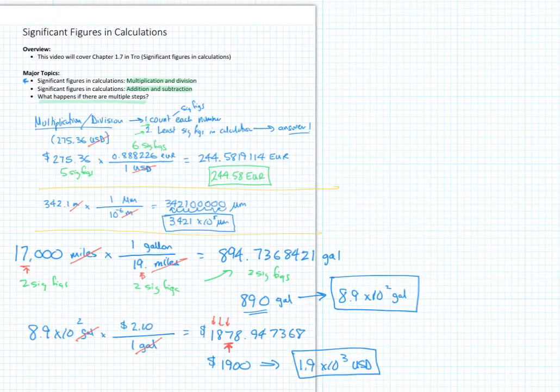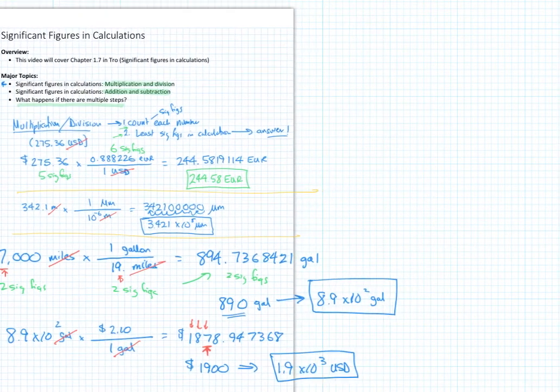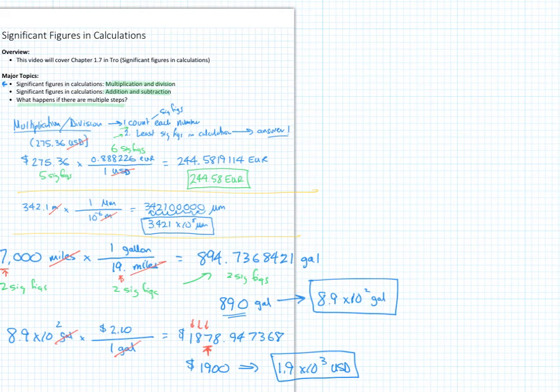All right, so for addition and subtraction, here's what the rule is for addition and subtraction. We take the least known decimal place, and that determines our sig figs. All right, what do I mean by that? I'm going to give you an example here.